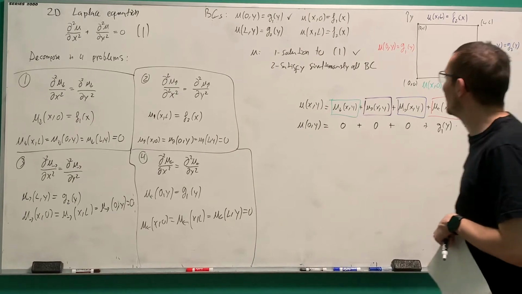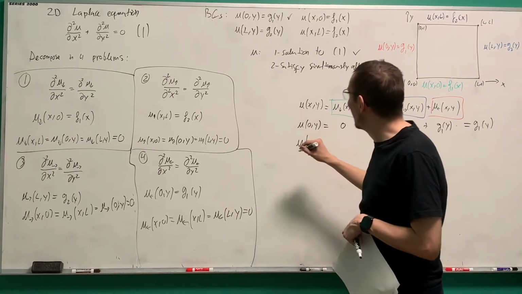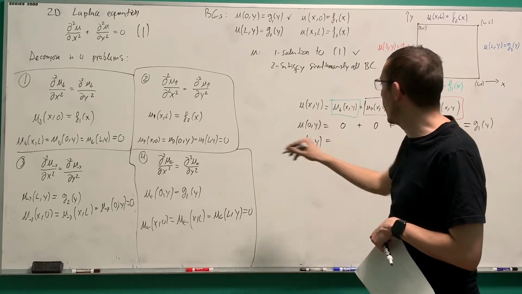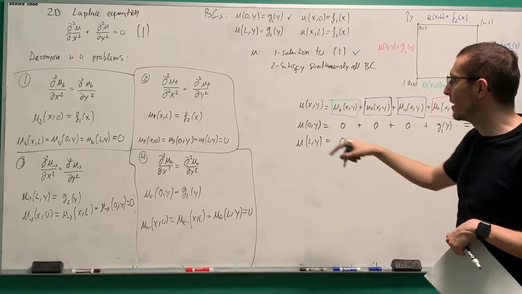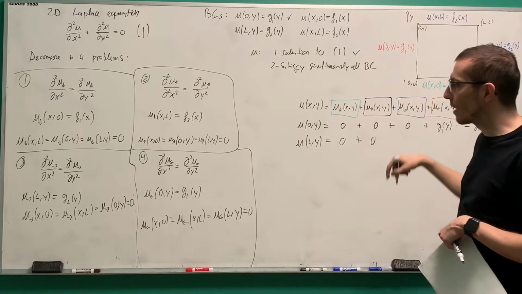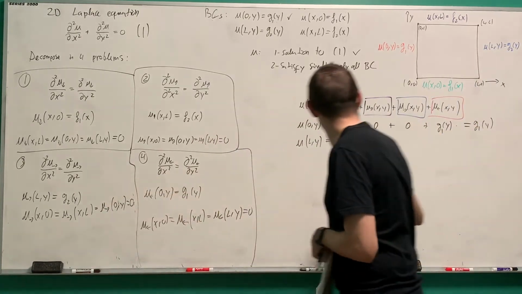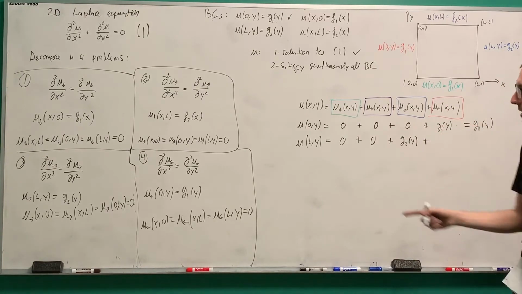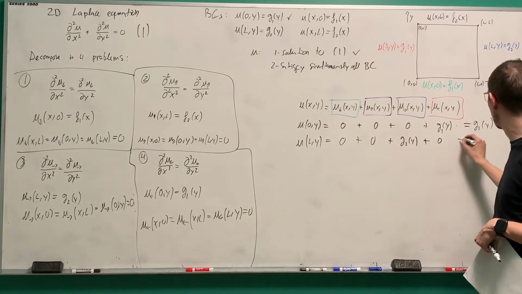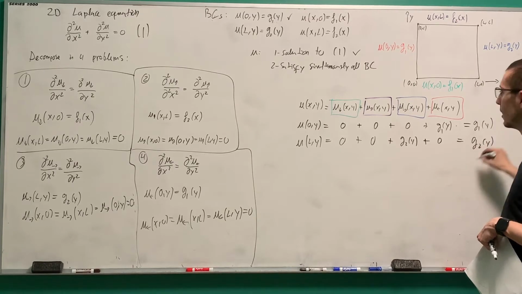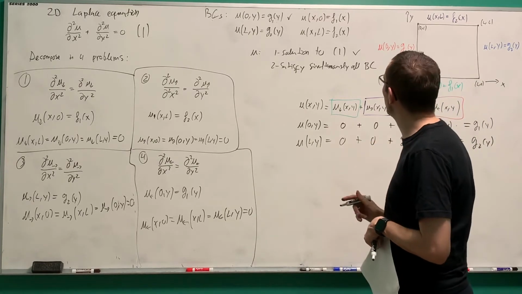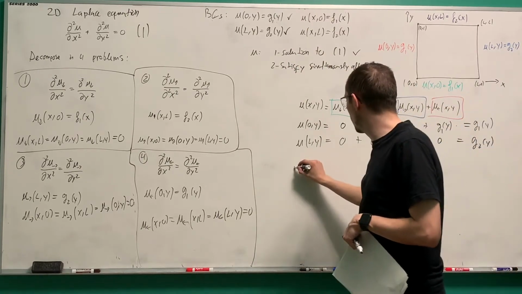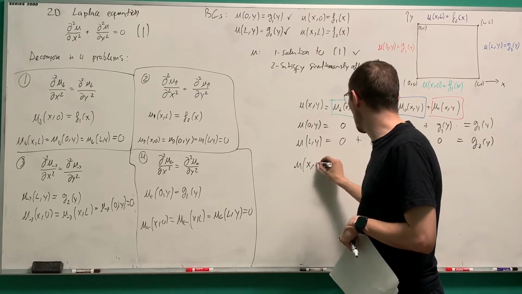Wonderful. We keep going. What about u of L, y? u down at L, y is 0. u up at L, y is 0. u right at L, y is g2 of y. And u left at L, y is 0. So we get g2 of y. Oh, nice. The sum of the four satisfies this condition. All right, let's do the two others for completeness, although you see where we're going with this.